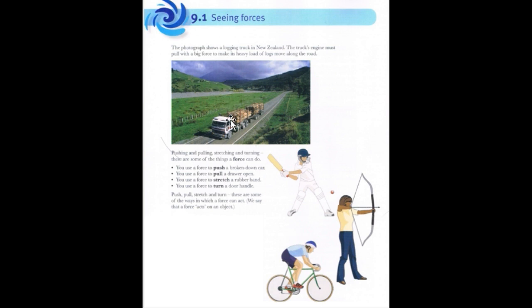Look at this picture, students. This picture tells us about a logging truck in New Zealand. The truck engines must pull with a big force to make its heavy load of logs move along the road. It means that if we want to make an object move, of course, we have to give the object force.